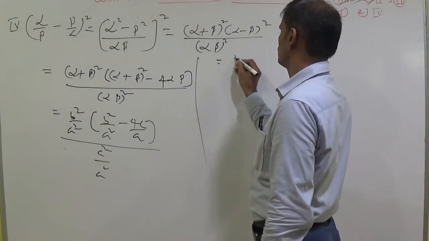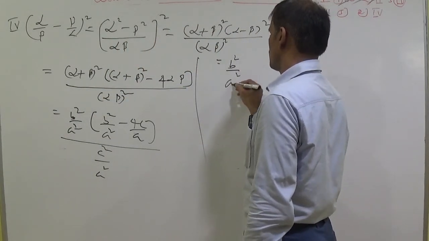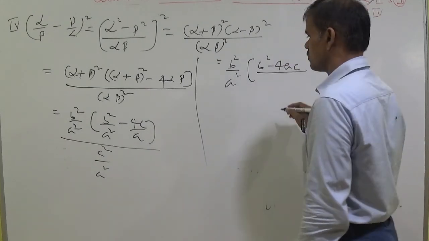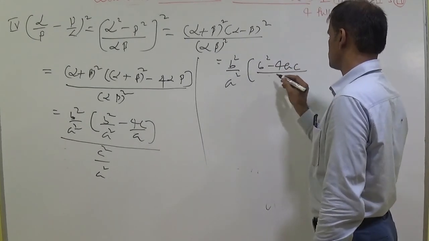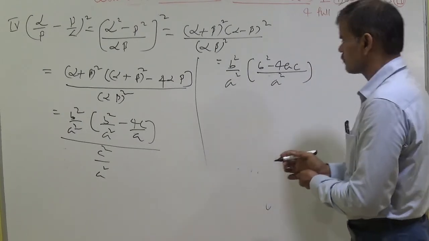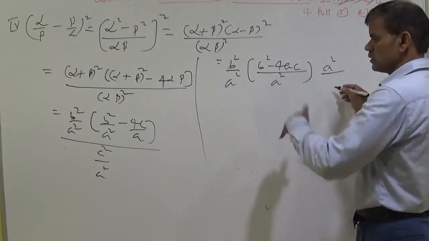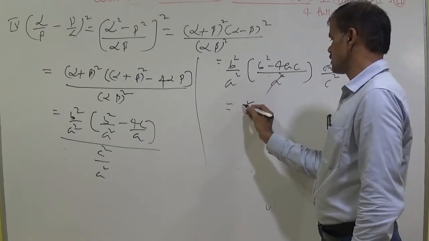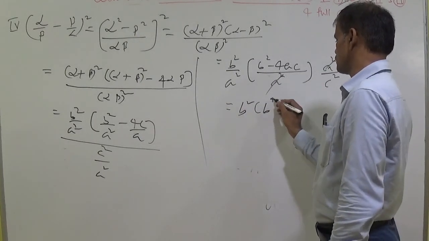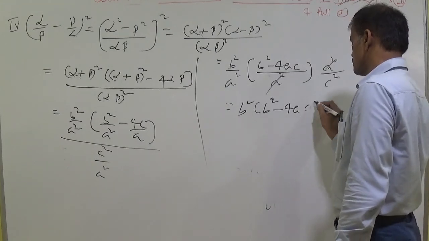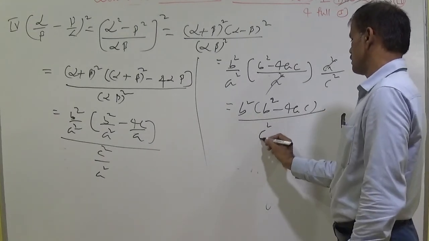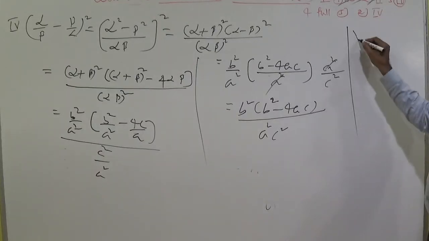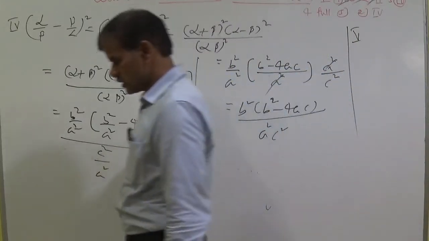Now you can write this one as b square by a square into, taking an LCM, (b square minus 4ac) by a square. (B square minus 4ac) by a square, taking the fraction in reverse reciprocal, we can get this one value as b square into (b square minus 4ac) by a square c square. Fourth completed. Let us do the fifth question.